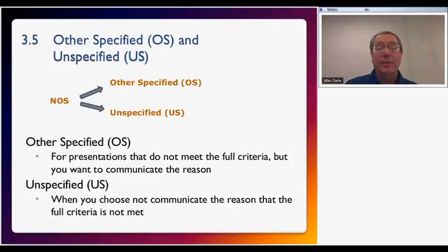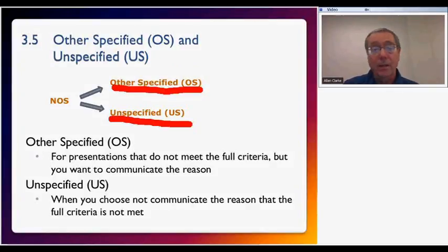Okay, now let me just take a minute and talk about the NOS category. So in DSM-4, we have this grouping of not otherwise specified. That's now been split into other specified or unspecified. So these generally are for individuals who don't meet the full criteria for a disorder, but it now has the option of giving the reason as to why the person doesn't fit the full disorder. So you would use other specified if you wanted to communicate what the reason was they didn't meet the full disorder. Or you could use unspecified, which is when you don't want to communicate the reason there.